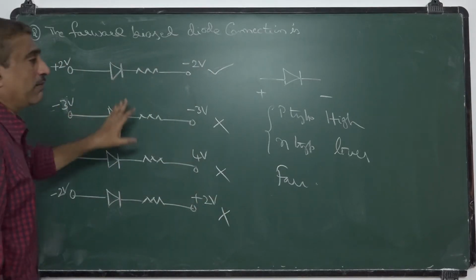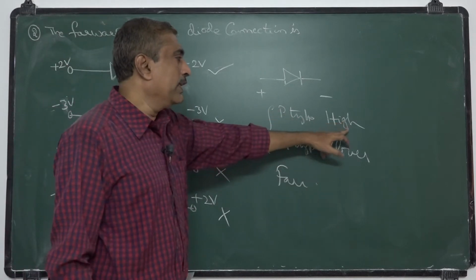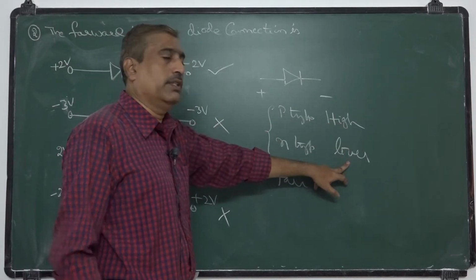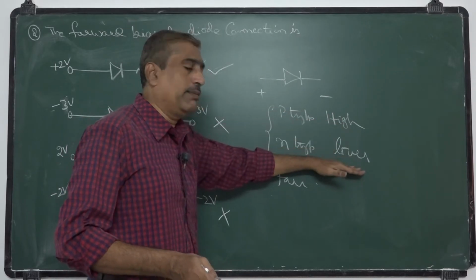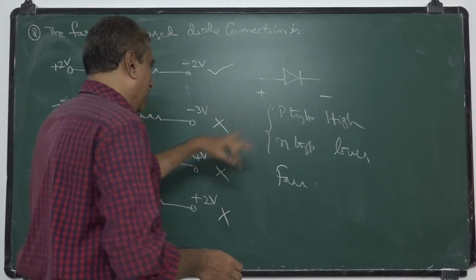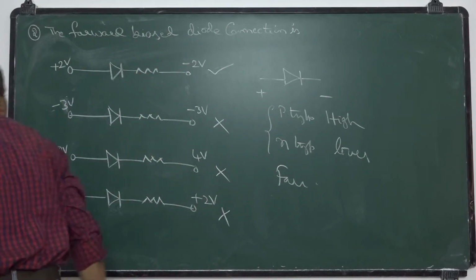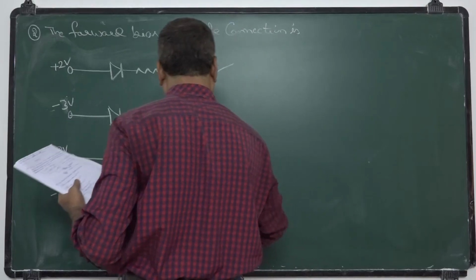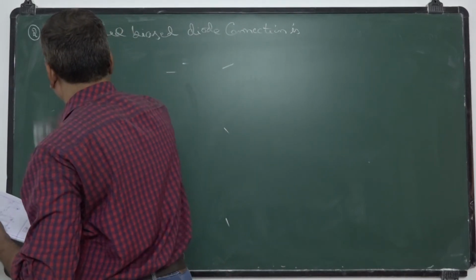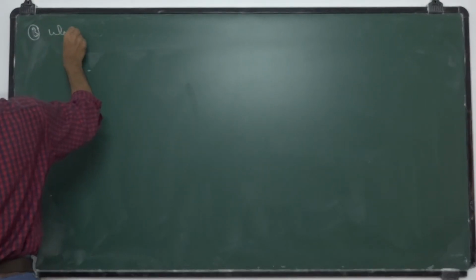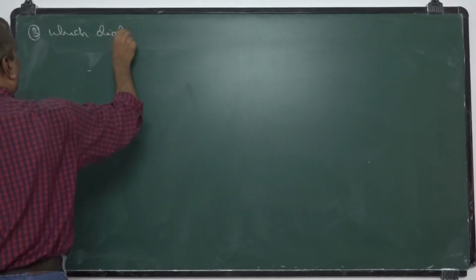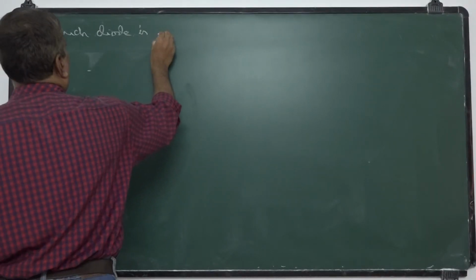Okay. In this type of problems, you have to remember like this. If P type is higher potential and N type is towards the lower potential, then it is forward bias. If P type is lower potential and N type is higher potential, then it is reverse bias. Now we will see another one also for reverse bias. Which diode is reverse biased?